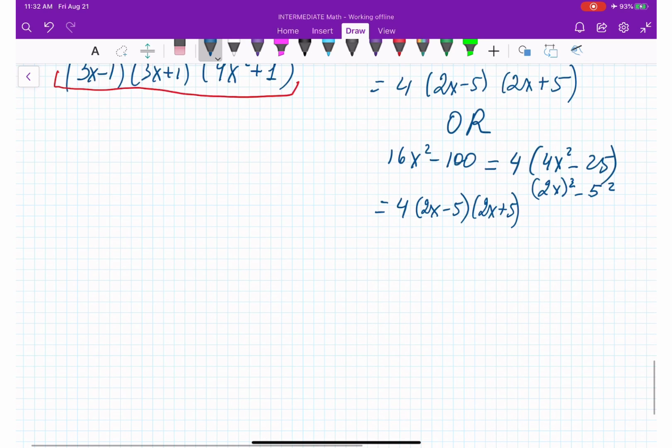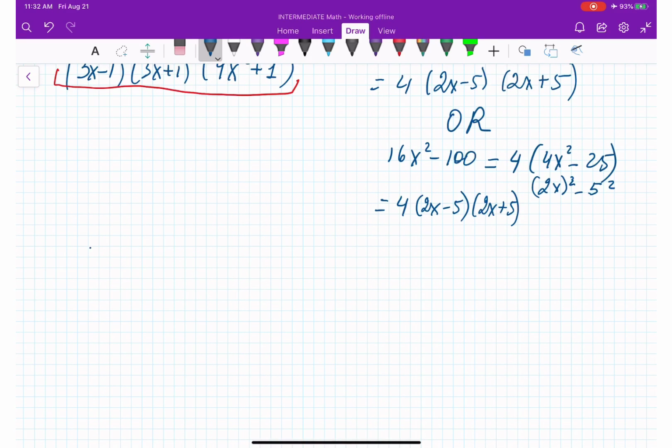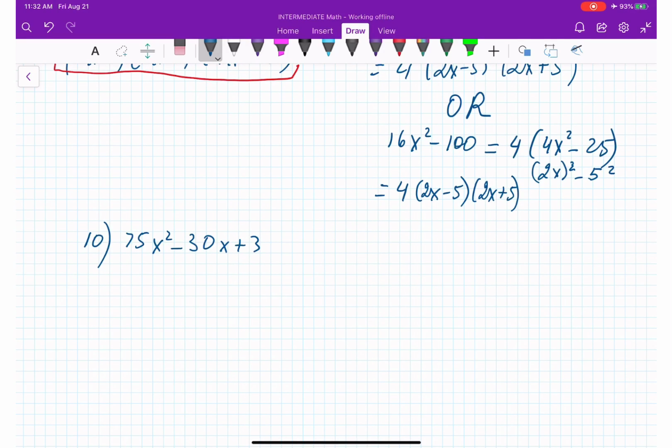Next question, number 10. 75x squared minus 30x plus 3. So, well, can we take 3 out? Absolutely. And I will have 25x squared minus 10x plus 1. Okay, now let's break it down. What do we get here?